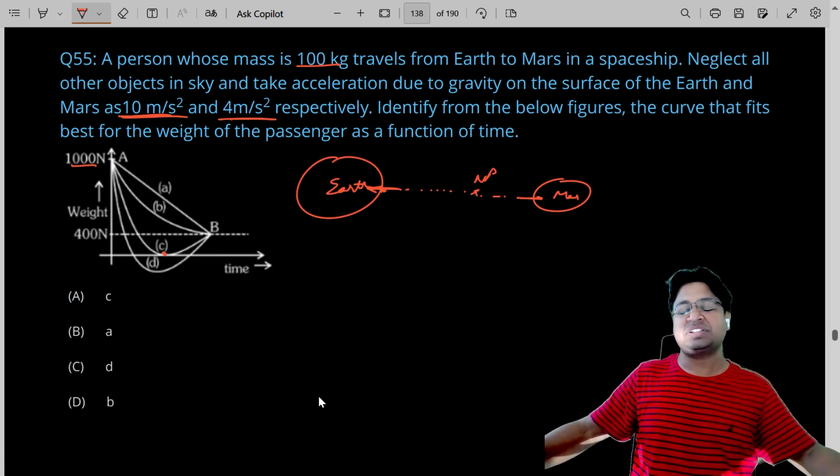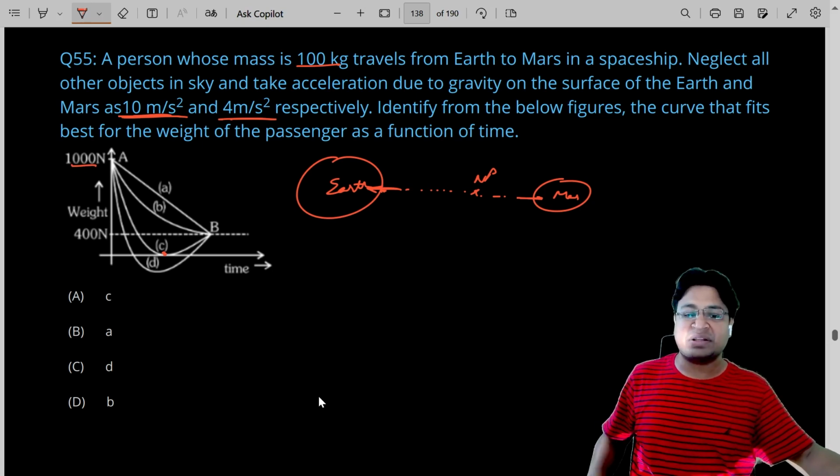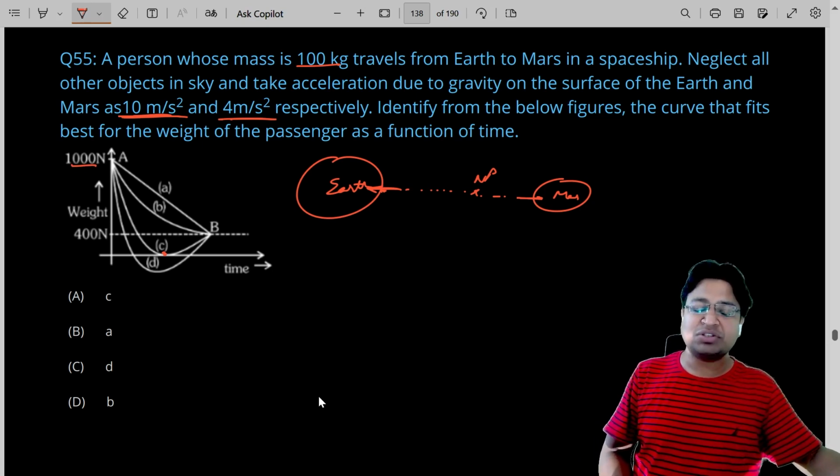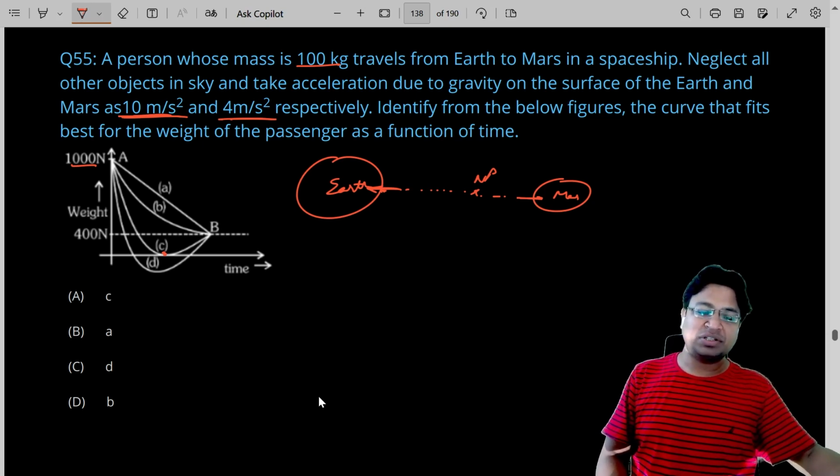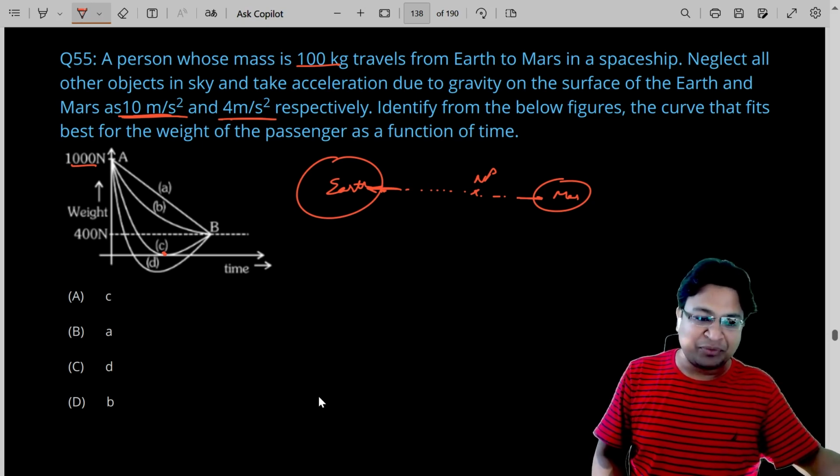In fact, all the graphs start from the same value and end at the same value. So you just have to check which graph touches zero. So option C would be the right one here. And mind you guys, the options are jumbled here.